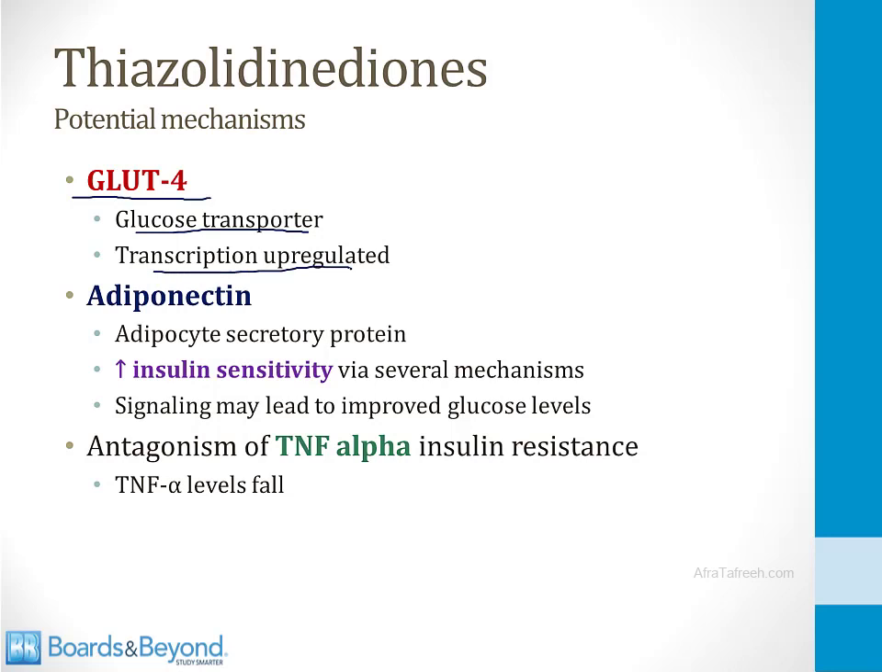Another potential mechanism is a very interesting molecule called adiponectin. This is an adipocyte secretory protein. Remember I told you that PPAR gamma receptor levels are highest in adipocytes, and adipocytes can secrete adiponectin, and it will increase insulin sensitivity through several mechanisms. So one hypothesis for the way TZDs work is that they lead to more production of adiponectin, and that leads to improved glucose levels. Another mechanism that's been proposed is antagonism of TNF-alpha. TNF-alpha is a well-described molecule that leads to insulin resistance, and TNF-alpha levels may fall in patients taking TZDs.